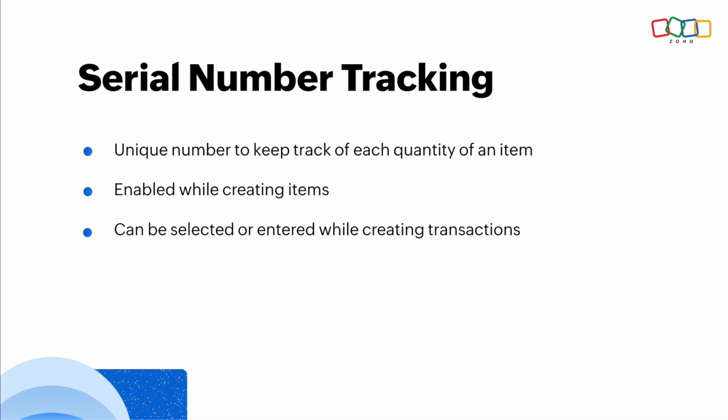So next is serial number tracking. A serial number is nothing but a unique identifier for each quantity of an item, with which you can keep track of each quantity of an item which you have in your stock. This can be enabled and you can select it, and you can enter it while creating the transaction.